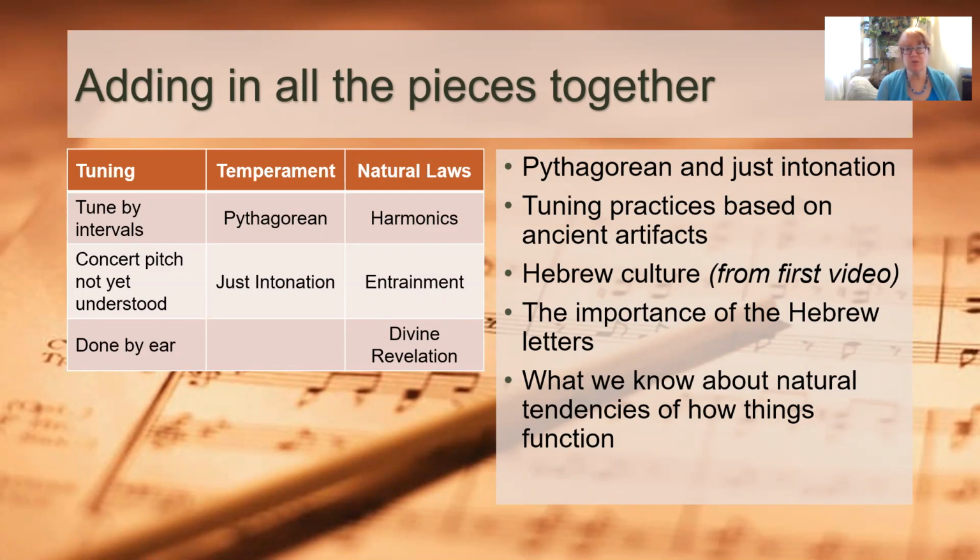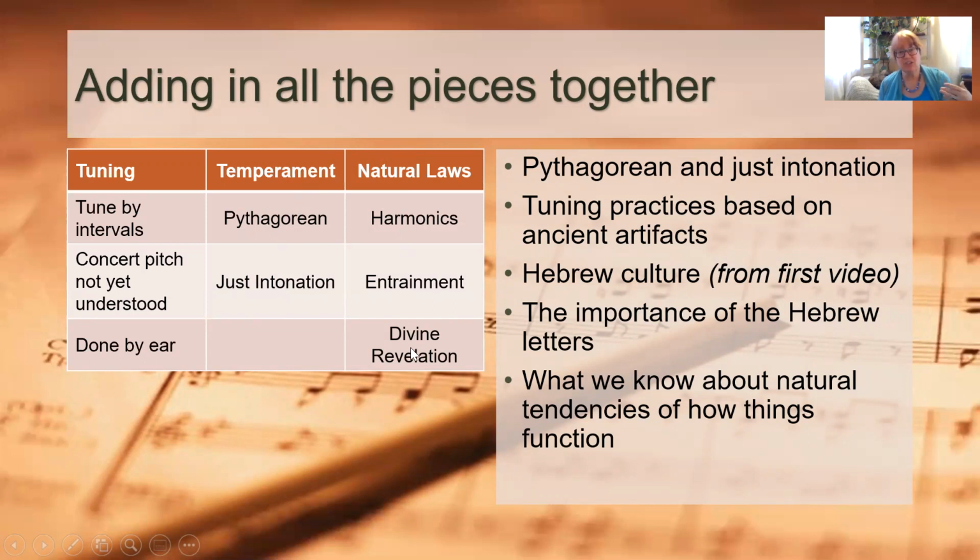The temperaments that were most popular, because they were natural tunings or natural temperaments, were Pythagorean and just intonation, because they're based on natural intervals that you can hear quite easily, because remember, tuning is done by ear. So you've got the tuning done by ear using the temperaments that all fall into natural laws, the natural laws of harmonics, the natural law of entrainment.